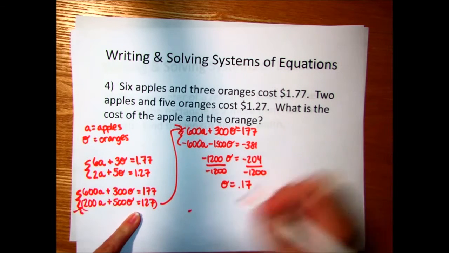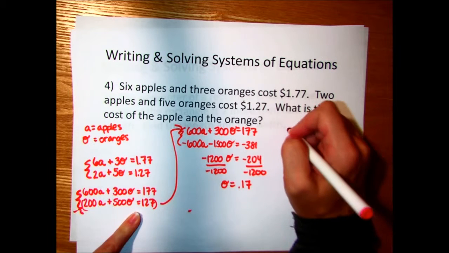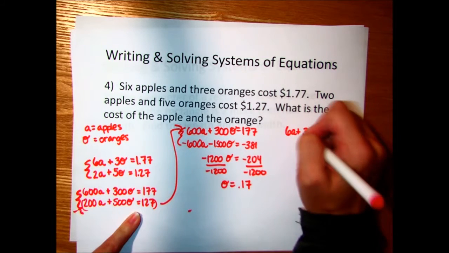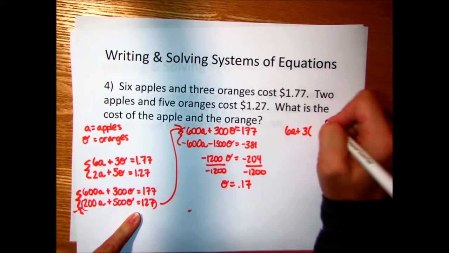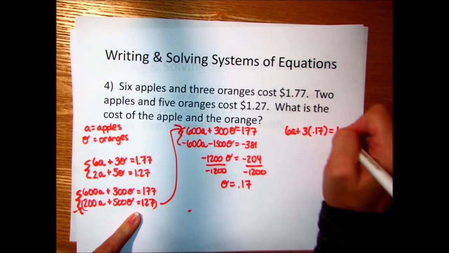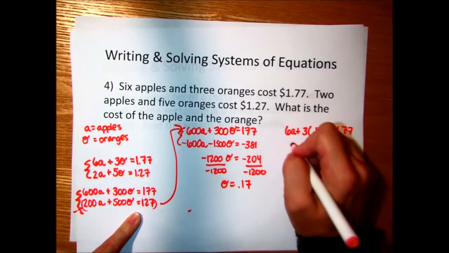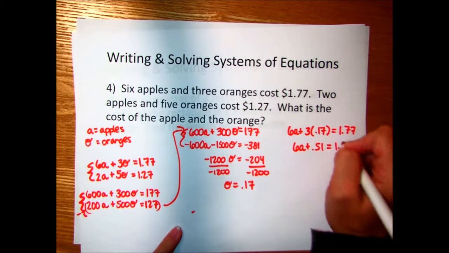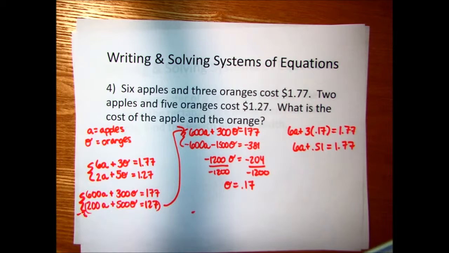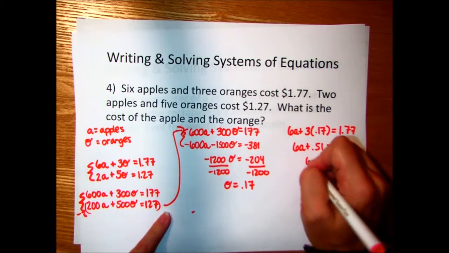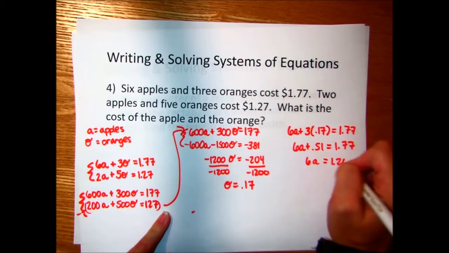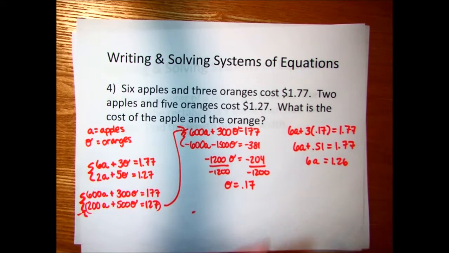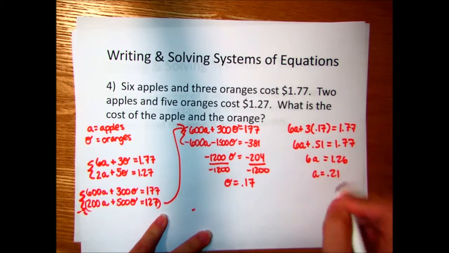So then we'll take this answer and we'll plug it in. 6 times A plus 3 times, and I'm using this equation here, 3 times my 17 cents is equal to $1.77. So I have 6 times A plus 3 times 17 cents, which is 51 cents, is equal to $1.77. Subtract the 51 cents from $1.77, and I get 6A is equal to $1.26. Now we're going to divide both sides by 6, and the cost of an apple is 21 cents.